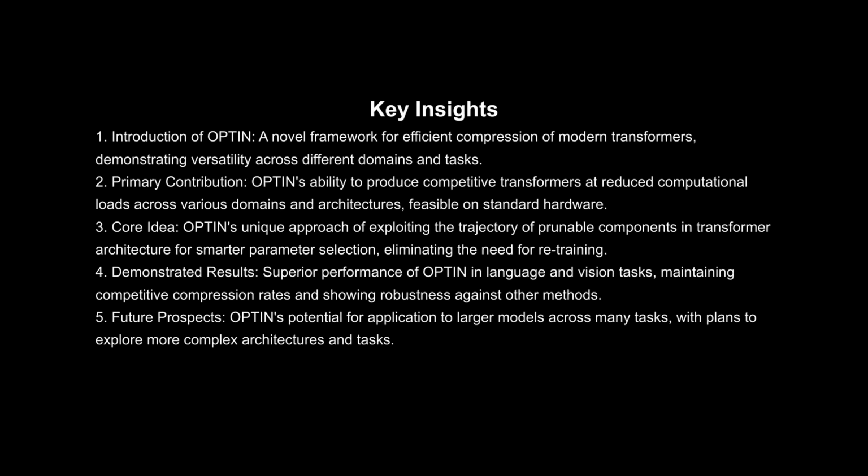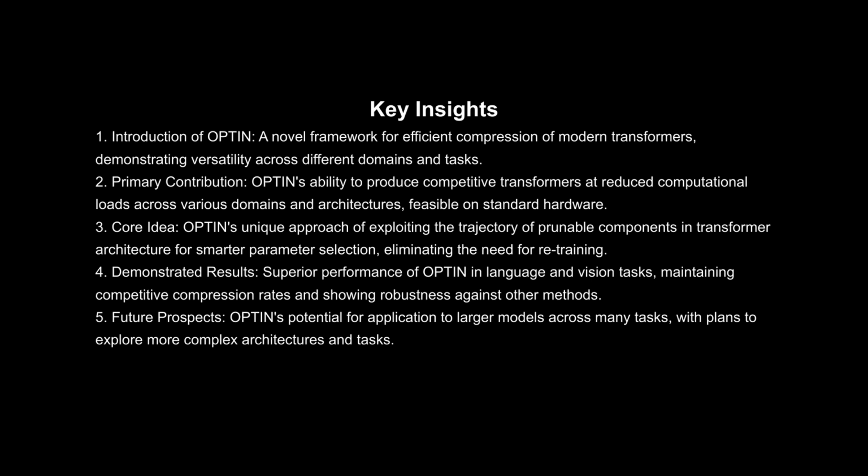Key highlights of the paper. 1. Key insights. The paper introduces the One-shot Pruning Technique for Interchangeable Networks, OPTIN framework, a novel approach to efficiently compress modern transformers. It demonstrates the versatility of the OPTIN framework across different domains and tasks, including natural language processing and vision-related tasks. 2. Key contribution. The primary contribution of the paper is the OPTIN framework, which can produce transformers with competitive performance at reduced computational loads across various task domains and architectures. This framework can be realized on standard hardware, making it a practical solution for many applications.